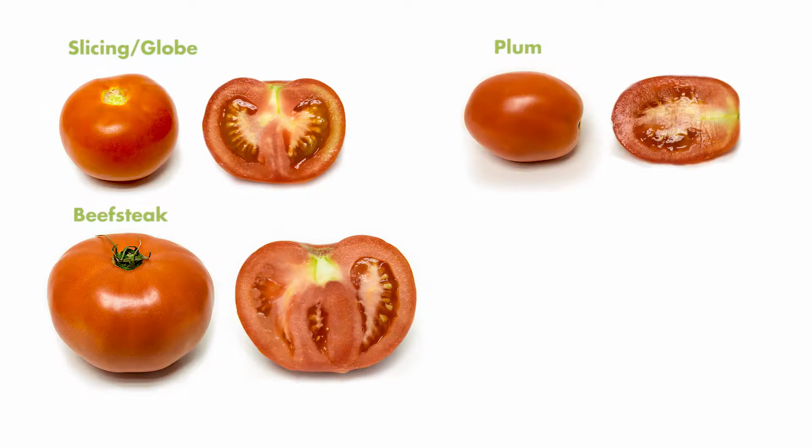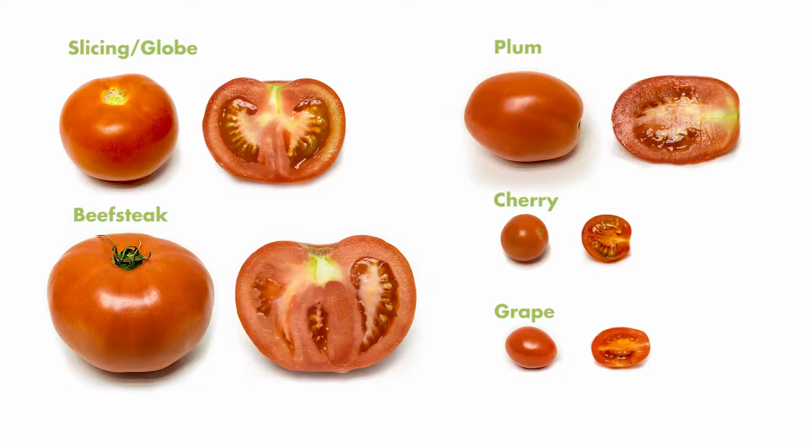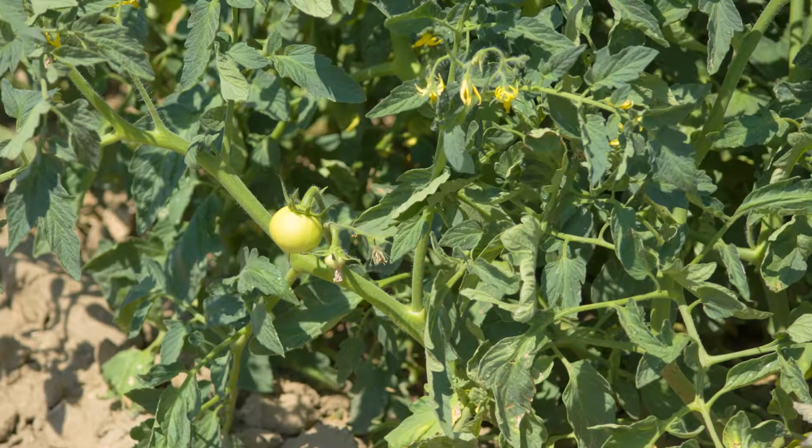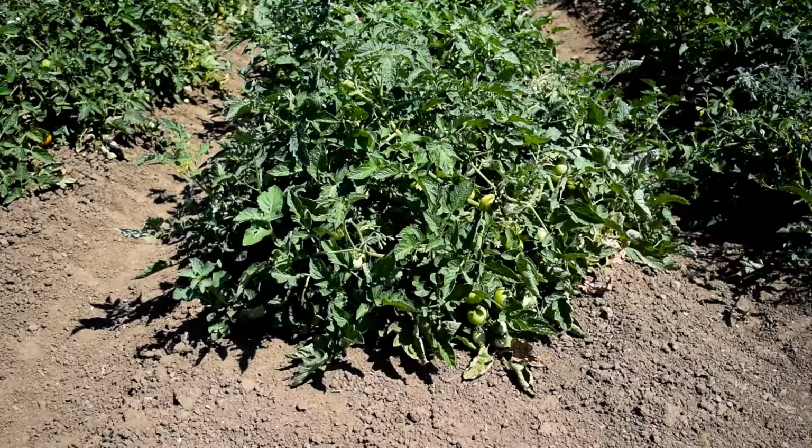Plum tomatoes are bred for higher solids for use in tomato sauce and paste. Cherry tomatoes are small, round, often sweet, and used whole in salads. Grape tomatoes, a more recent variety, are a smaller variation of a plum tomato and are primarily used in salads. Tomato varieties are classified as determinate or indeterminate.